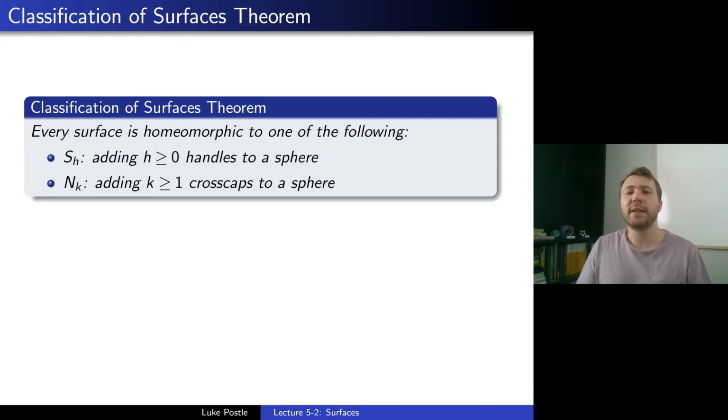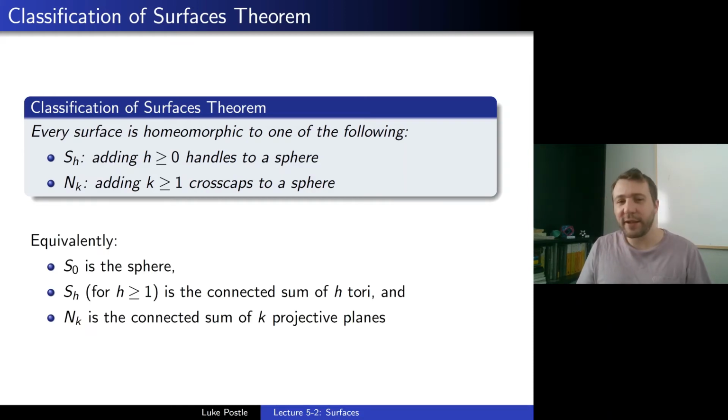So that's really it. And there's a different, equivalent way to think about it. If you'd rather talk about connected sums instead of adding handles or cross-caps, then S_0 is the sphere, and S_h for all h at least 1 is the connected sum of h tori, and N_k would be the connected sum of k projective planes. So somehow the torus and the projective plane are the base surfaces other than the sphere, and the larger ones are made from connected sums of tori or connected sums of projective planes. But that's also equivalent to adding handles or adding cross-caps. So that's the two ways to view all surfaces. We have these two families.